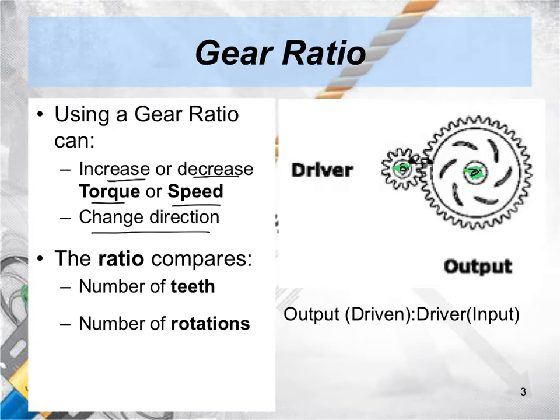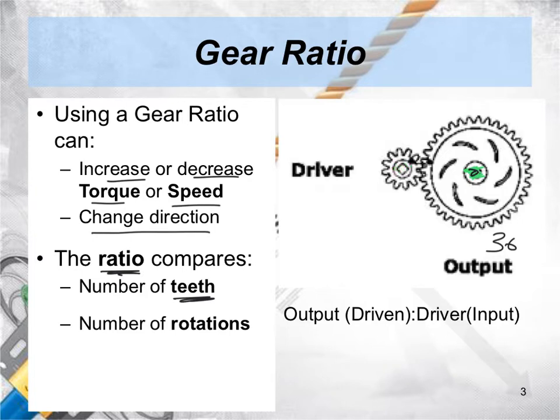So what is this gear ratio that I keep talking about? A gear ratio can be two things. It can compare the number of teeth. If you take a look at the two gears here, we have a small gear here. Maybe it has 12 teeth. And we have this larger gear. Maybe it has 36 teeth. So our gear ratio is comparing the 12-tooth gear to the 36-tooth gear.